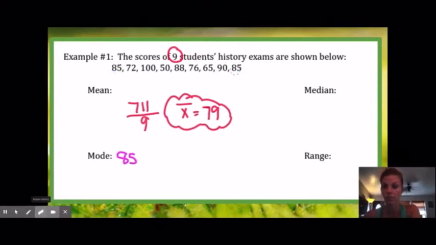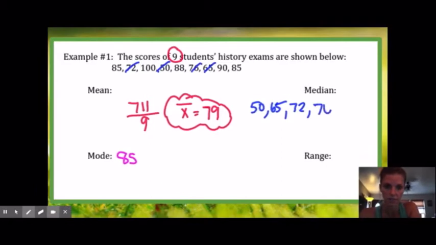The median. So the median is actually the one that you might have to do the most amount of work for, but it's simple work. What you have to do is put them in order from smallest to biggest. So the lowest score here was a 50. Sometimes I miss them, just letting you know. And then it looks like 65 might be next. And then 72. And then 76.